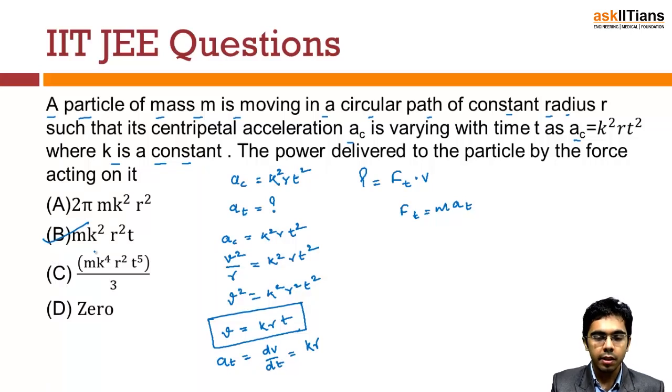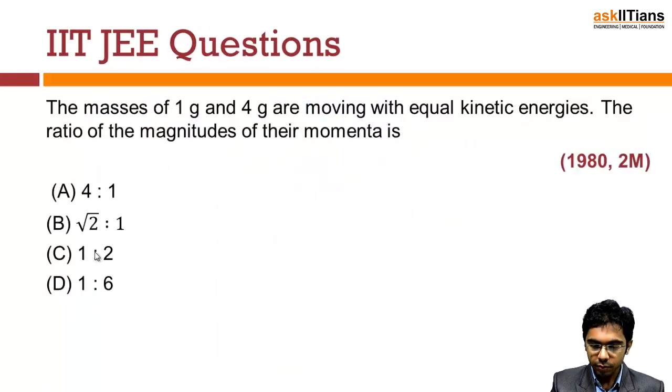Now let's check out the next question. The masses of 1 gram and 4 gram are moving with equal kinetic energies. Kinetic energies for these masses are equal. We have to find out the ratio of the magnitude of their momentum.